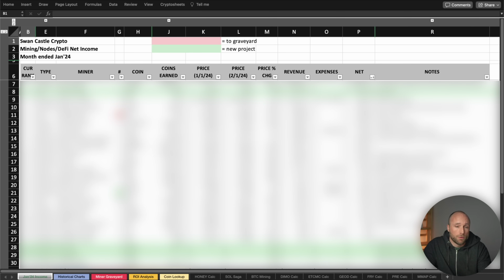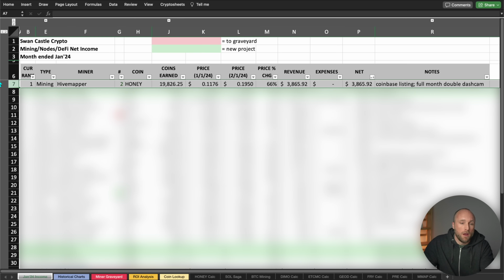Now I have these projects sorted from most to least profitable, and I'll give some high-level commentary over each. We'll start off here at the top. My number one project for the month, which many of you probably guessed, were my HiveMapper dash cams, contributing a net $3,865 for the month.